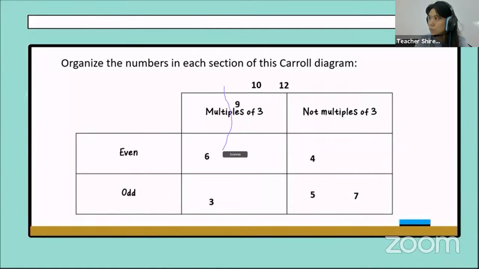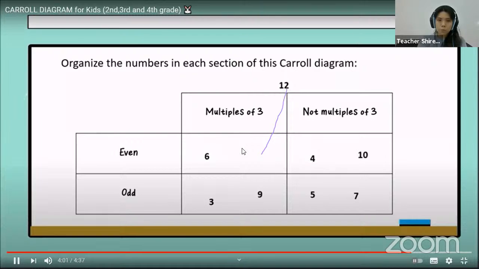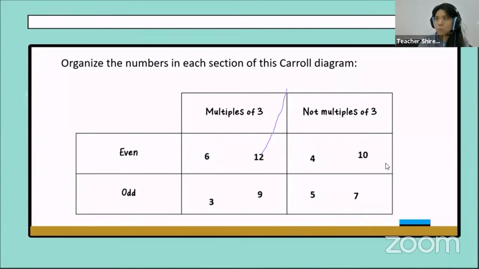Now 9. Perfect, because 9 is a multiple of 3, 3 times 3 equals 9, and is an odd number. Now 10. Perfect. 10 is an even number and not a multiple of 3. And finally, where do you think 12 must be? Absolutely, here in that place, because 3 times 4 equals 12, and 12 is an even number.